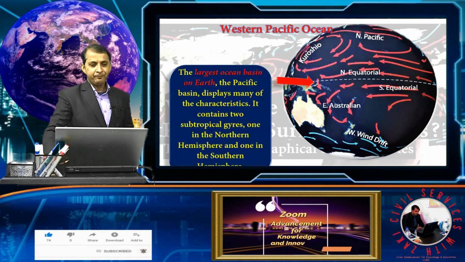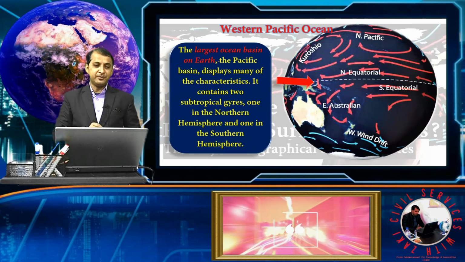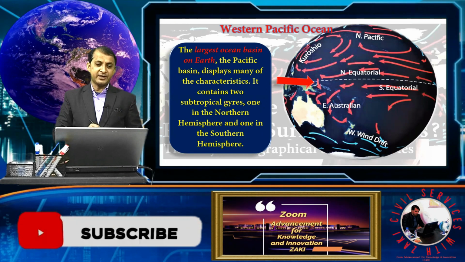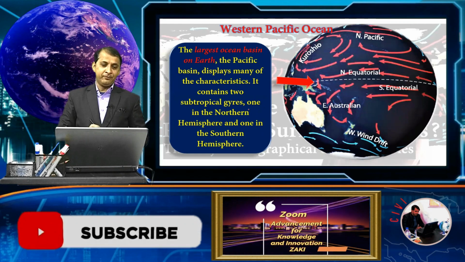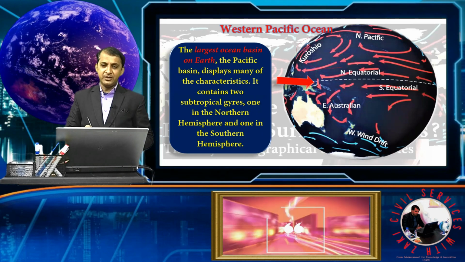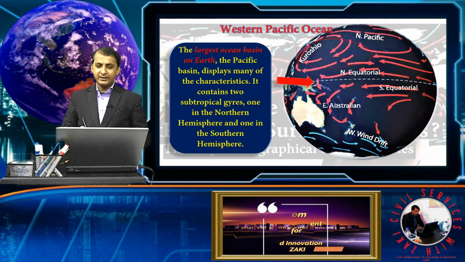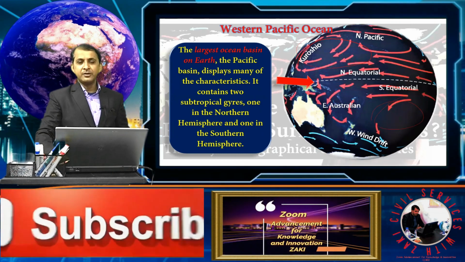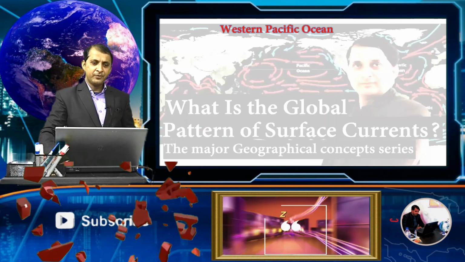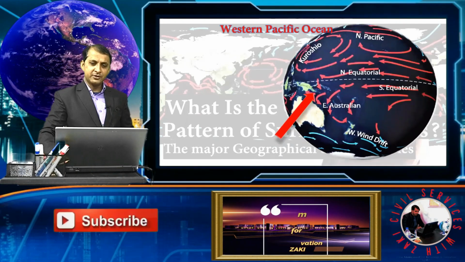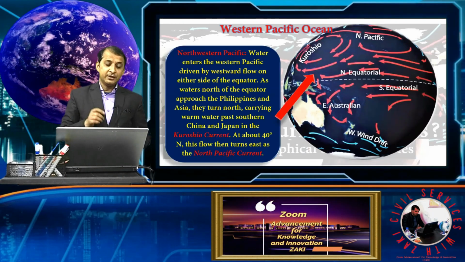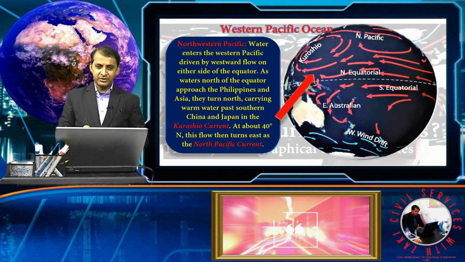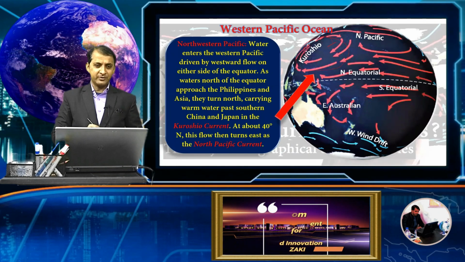So see here, basically the largest ocean basin on earth, as you know, the Pacific basin displays many characteristics and contains two gyres, one in the northern hemisphere, this gyre, and another in the southern hemisphere. So see these one by one, step by step. In the Western Pacific Ocean, first we see the northwestern Pacific.